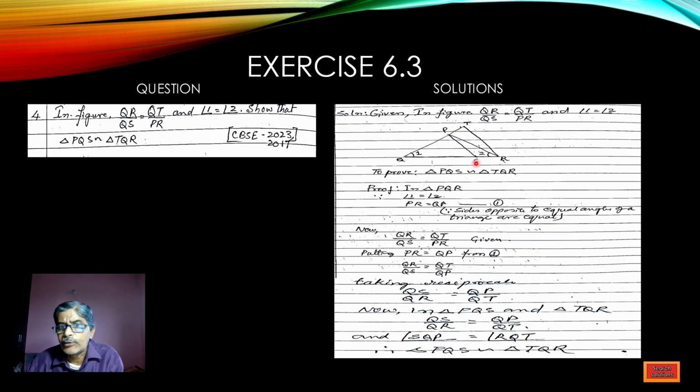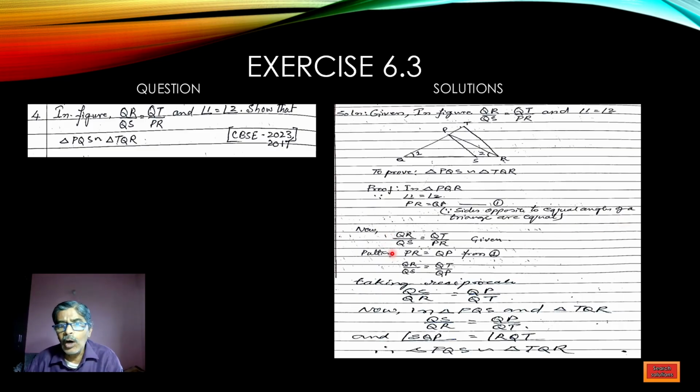PQ, yes, this triangle is similar to TQR, the bigger one. So proof. In triangle PQR, what is happening? Angle 1 is equal to angle 2. So because of that, PR is equal to QP. That is 1, because sides opposite to equal angles of a triangle are equal.